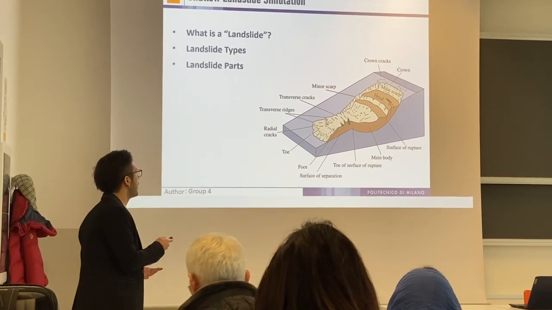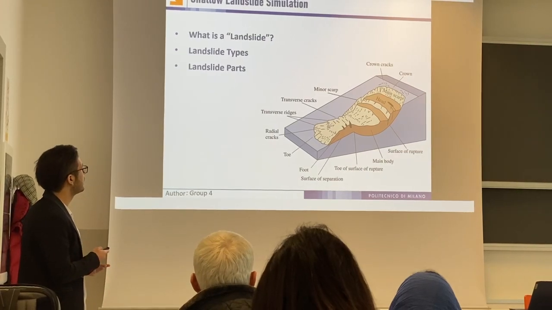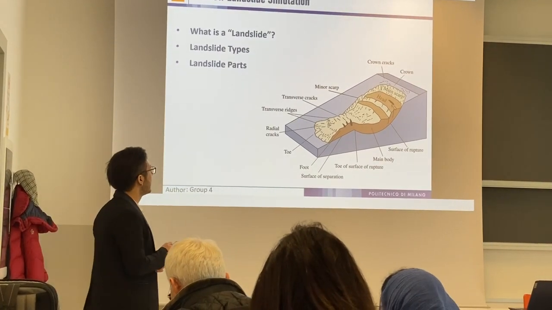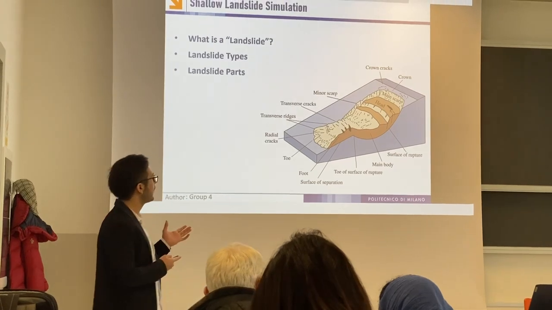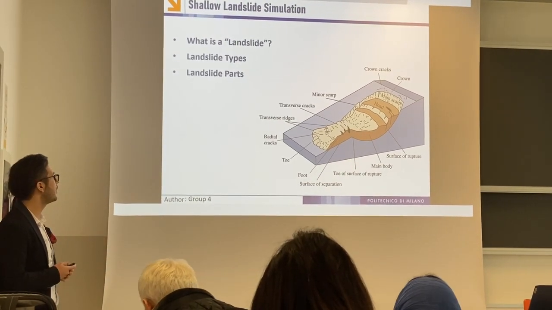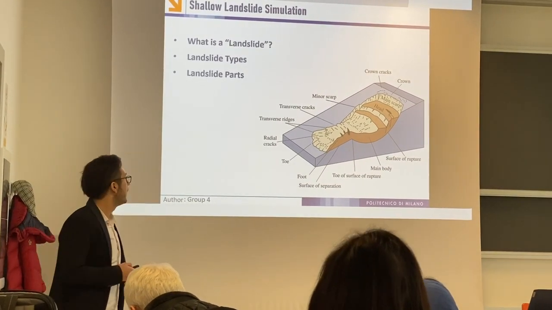Here, this part is the crown. This is the top part, the head of the landslide, and the top part is called the zone of depletion. The bottom part is the zone of accumulation.